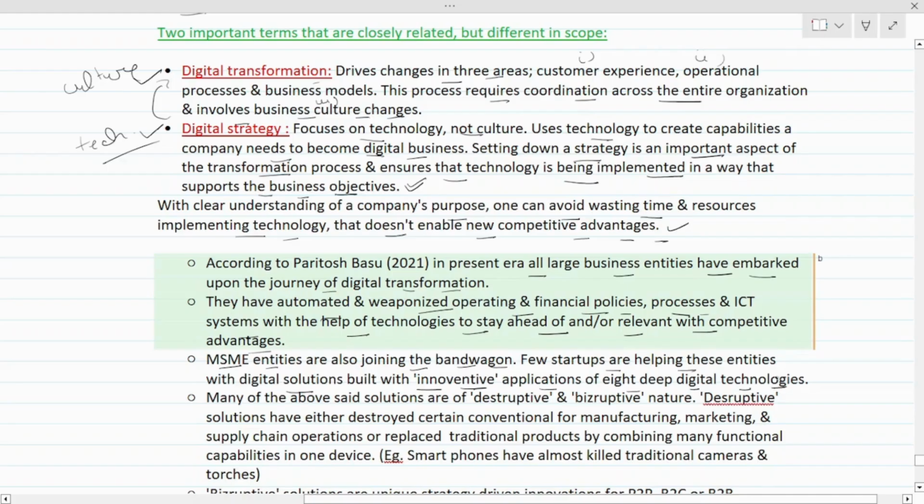Please remember this word, it's not innovation, it is innovative, right? We'll understand what exactly is innovative in the coming paragraph. But MSME entities are also part of this digital transformation, and few startups are basically helping them to provide them with digital solutions with the innovative applications, right, of 8 deep digital technologies.